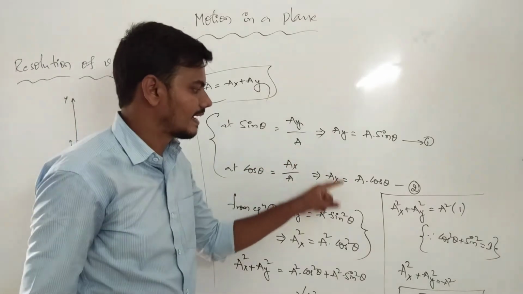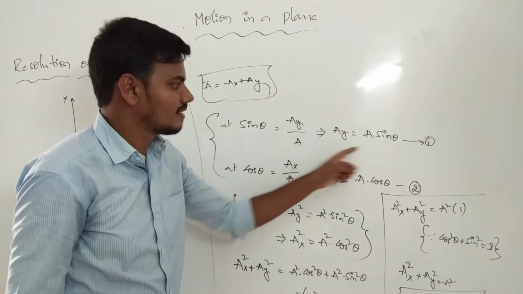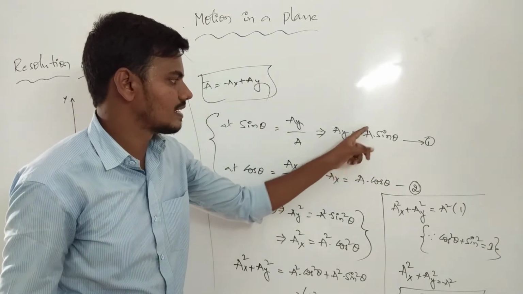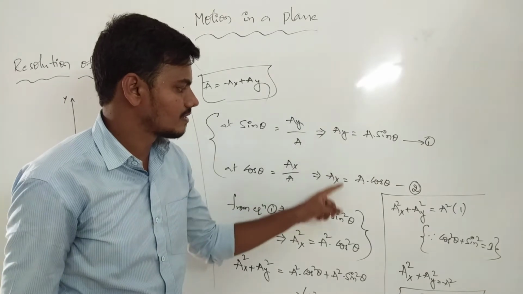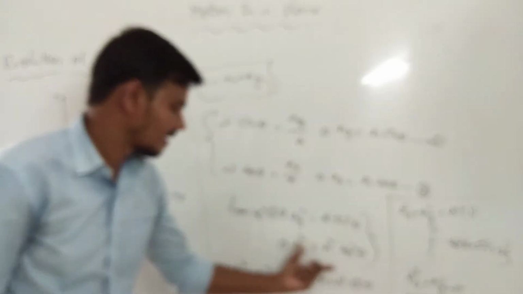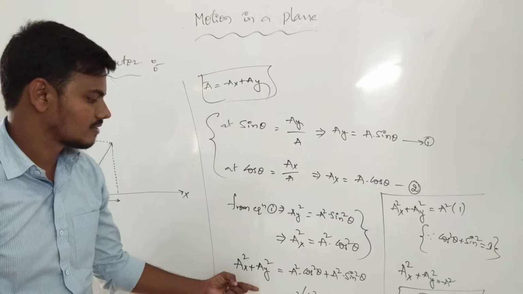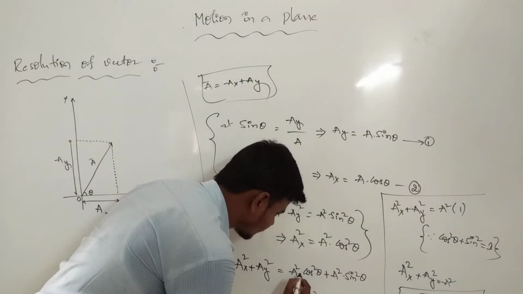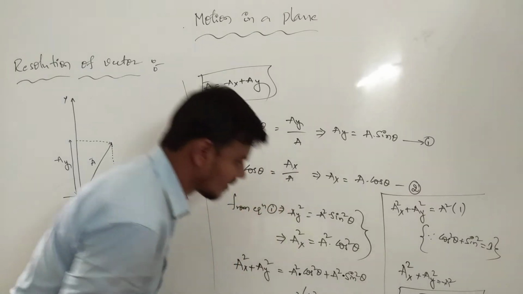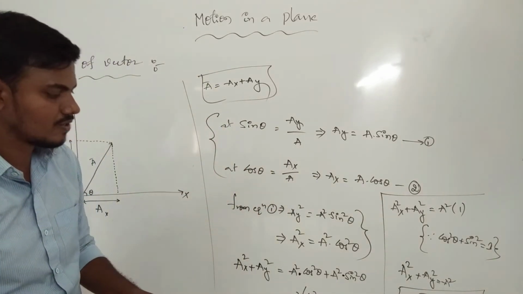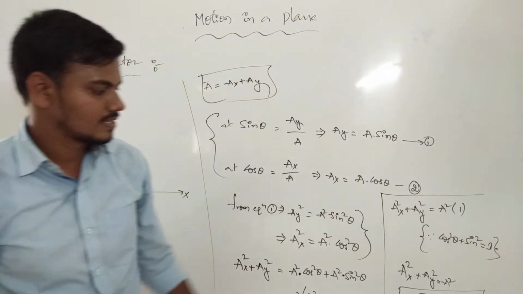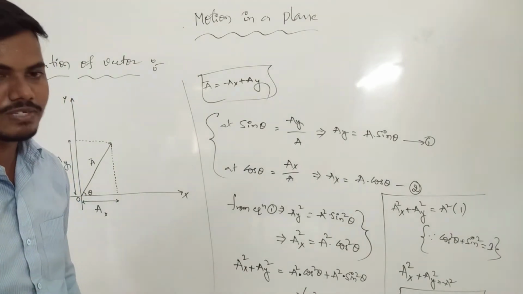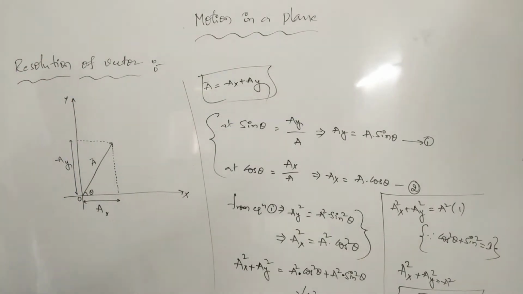Ay and Ax, both sides squared. Ay square is equal to A square sin square theta, Ax square is equal to A square cos square theta. We are applying the addition of these vectors. Ax square plus Ay square is equal to A square cos square theta plus A square sin square theta. Sin square theta plus cos square theta is equal to 1. The magnitude of the resolution of vector A is equal to square root of Ax square plus Ay square. Now this is the magnitude of resolution of vector.